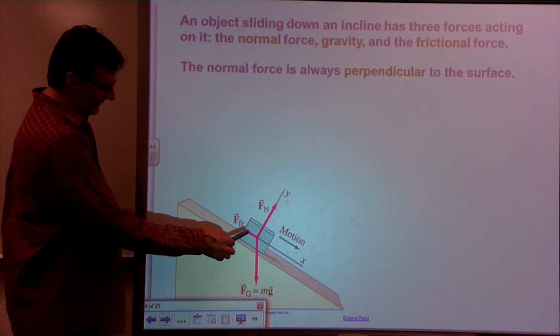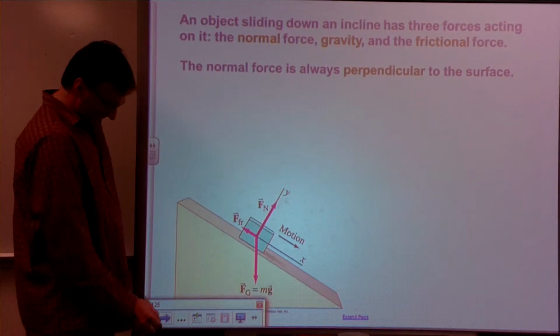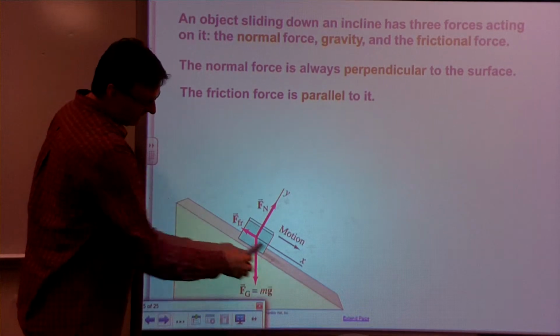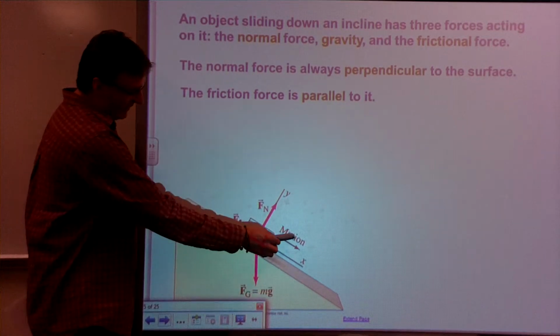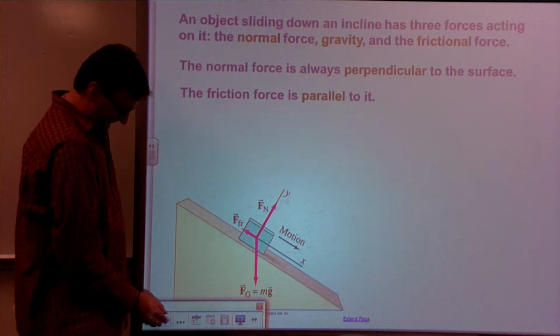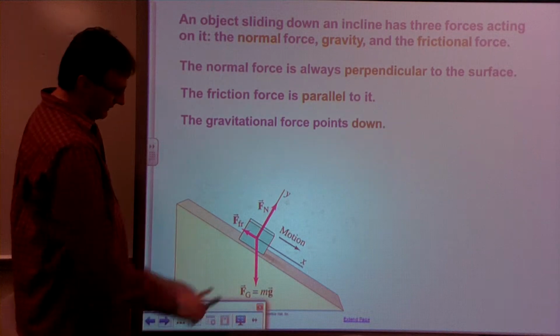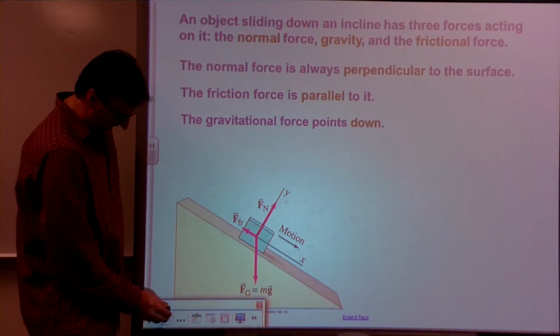So the normal force is perpendicular to the surface, and the friction force is parallel with the surface, but in the opposite direction of the motion, which friction force usually is. And then we have the gravitational force, which is pointing straight down.